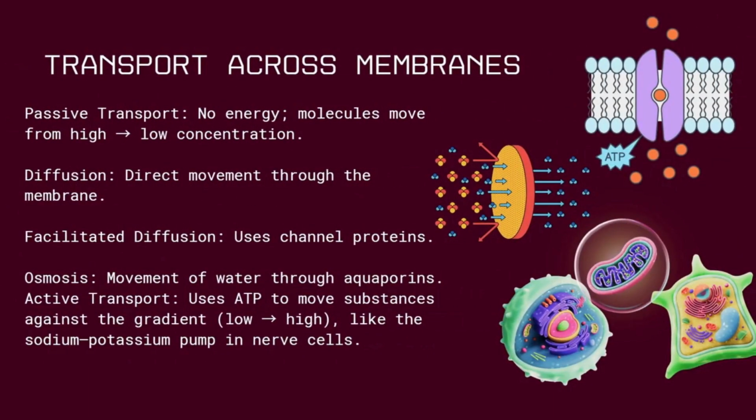So, transporting across membranes. Passive transport requires no energy. It's diffusion, facilitated diffusion, and osmosis. Facilitated diffusion uses channels, osmosis uses water. Active transport needs ATP and moves things from low to high concentration. One example is the sodium potassium pump.